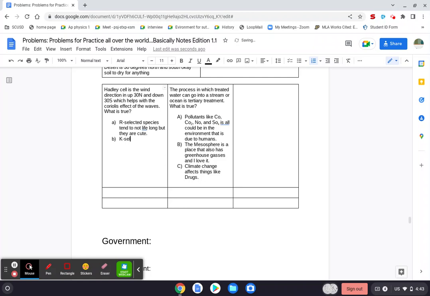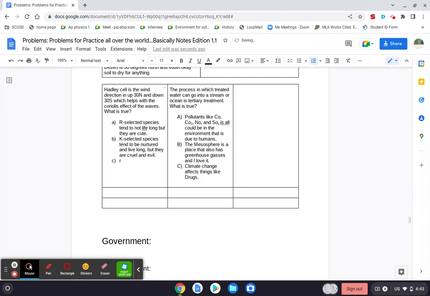K-selected species tend to be nurtured and live long, but they are cruel and evil. And that's kind of true, but it's not always true, so you can't say that.